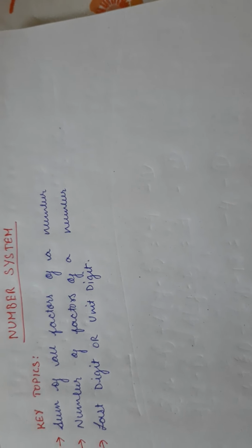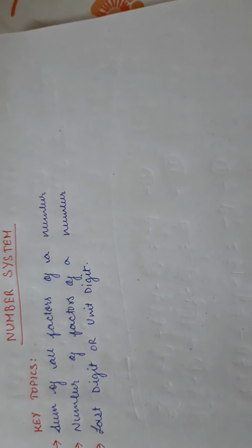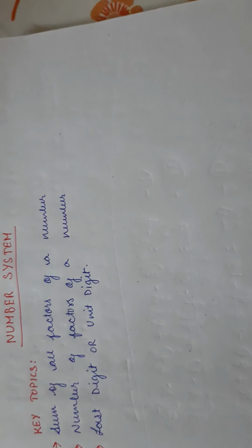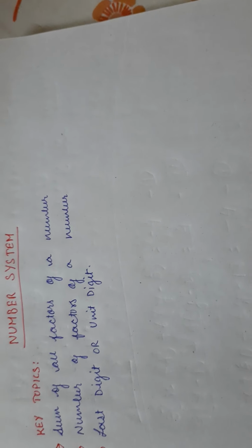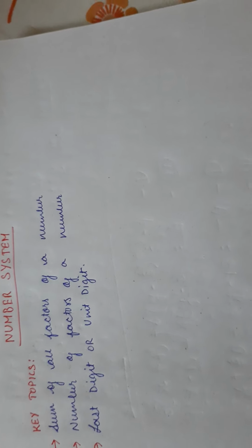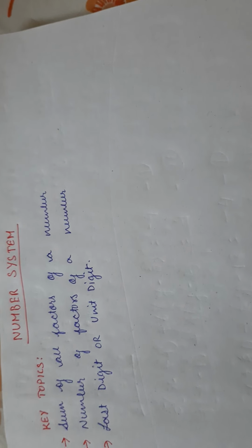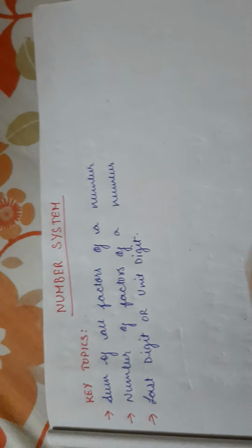So here, basically, the main topics of discussion will be three things. One, how to get the sum of all the factors of a number, how to get the number of factors of a certain number, and what will be the last digit or the unit digit of a question. So with examples, I will be discussing all these three topics. Starting with the very first topic, that is how to find the sum of all the factors of a number. So let's start.